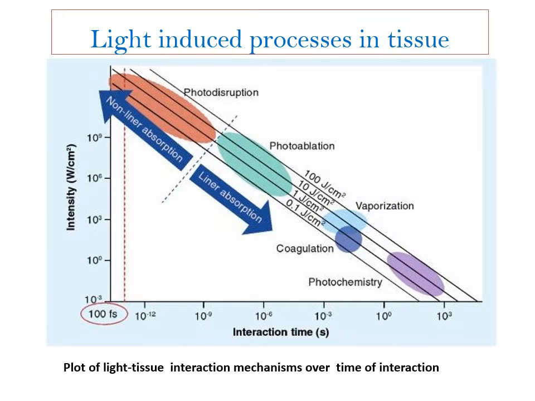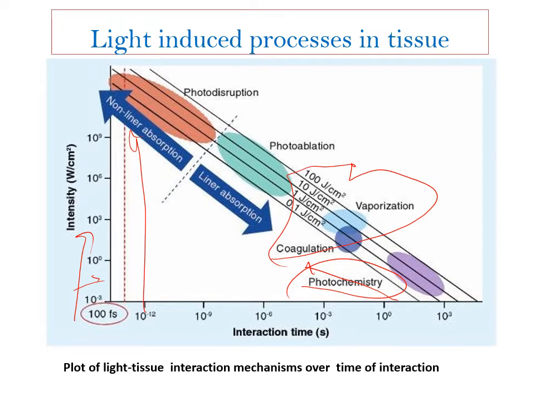So in general, the light-induced processes are dependent on the intensity and the interaction time. At low intensity and long interaction time, the photochemical effects dominate, whereas as the interaction time decreases and the intensity increases, the coagulation and vaporization, which are the thermal effects, will dominate. At larger intensity and short interaction time, the photodisruption process dominates.